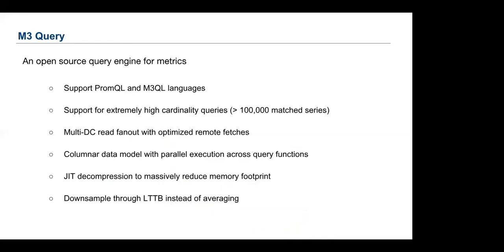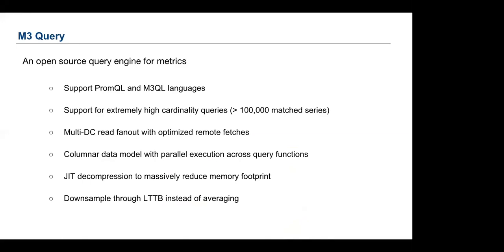Okay, now M3 Query. M3 Query is an open source query engine for metrics. It supports PromQL, which is popular in the open source world, and M3QL. M3QL is a language we built internally at Uber, which is a little bit more feature-rich than PromQL.